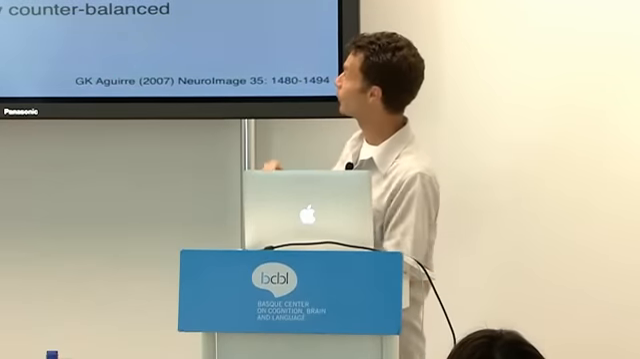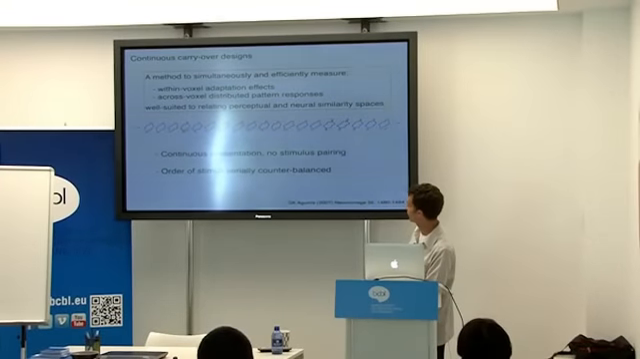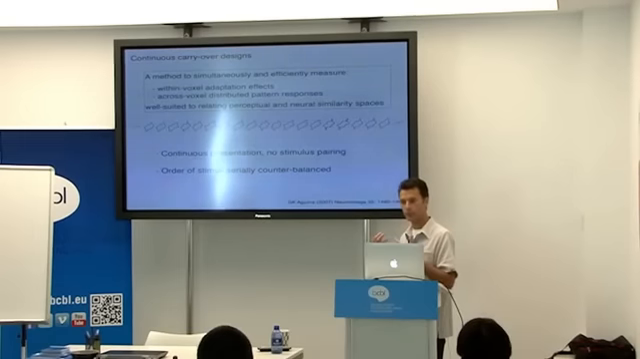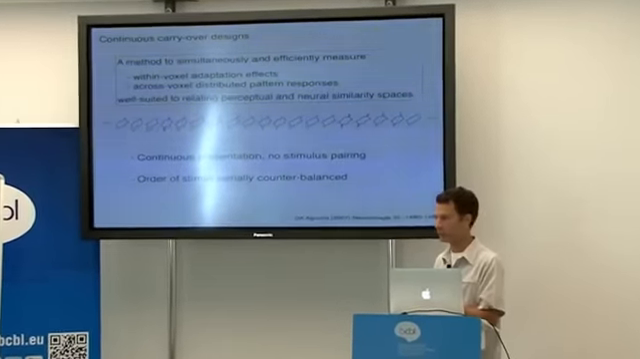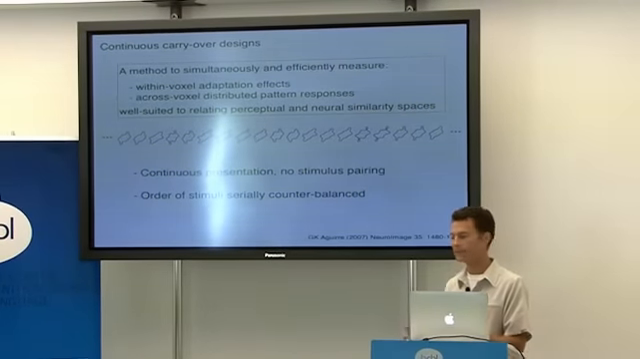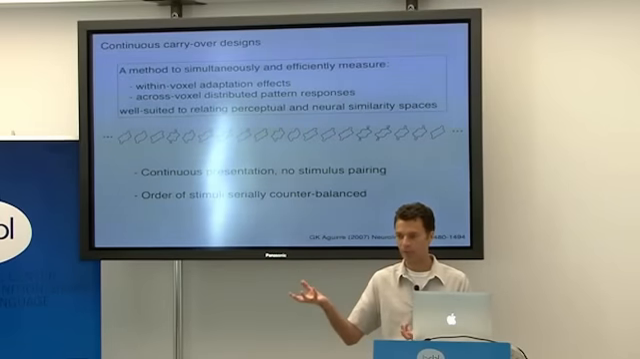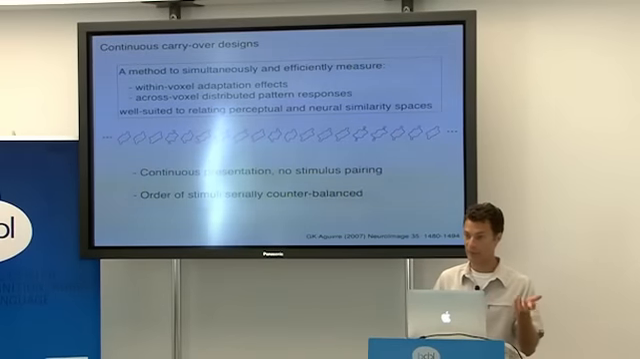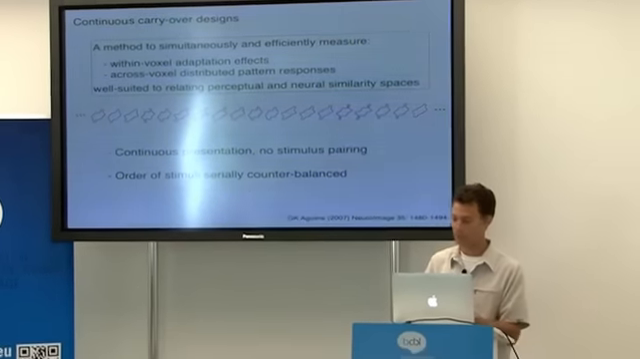So it turns out that there's a way that you could measure all 3 types of this representation with just one experiment, and that's what I call a continuous carryover design, or a carryover design, okay? So it's a way to simultaneously and efficiently measure within voxel adaptation and across voxel distributed pattern responses. And I'm going to argue that what it's really best for is doing these sorts of representational similarity analyses that Nikolaus Kriegeskorte has come up with a great name for. This idea that you're going to relate the similarity of a set of perceptual objects or conceptual things to the similarity of the neural responses that they evoke. So that's where we're going to go with this eventually.